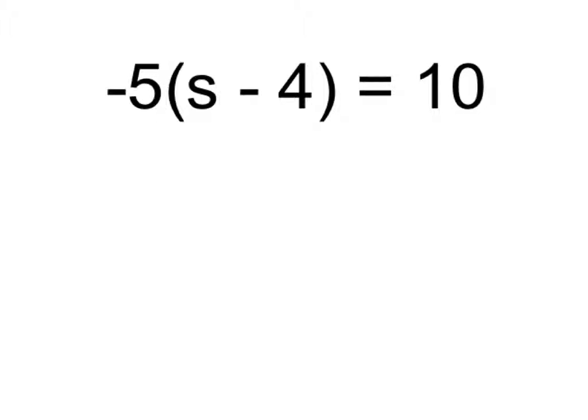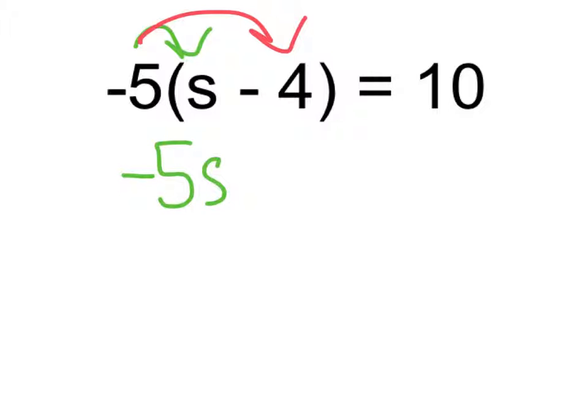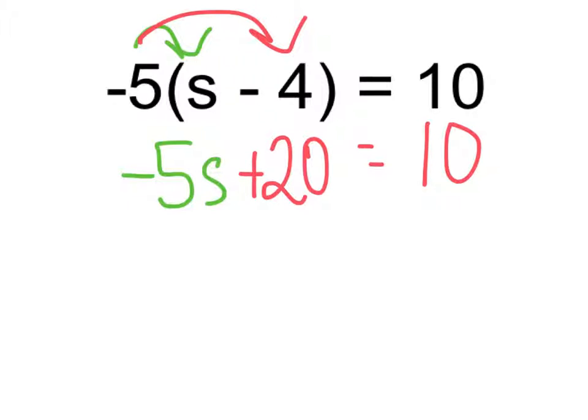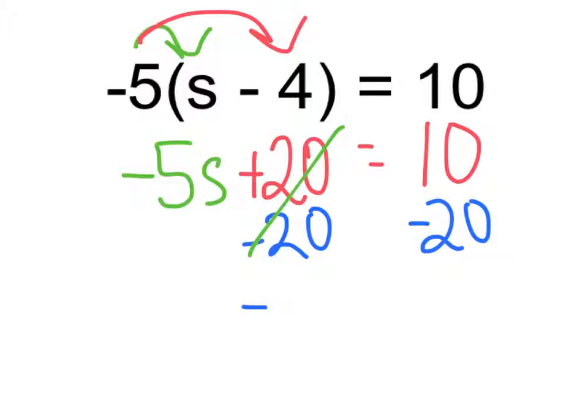Here we see negative 5 times s and negative 5 times negative 4 equals 10. So negative 5 times s is negative 5s, and negative 5 times negative 4 is positive 20 equals what? 10. So now we know we need to either add or subtract on the side with the variable to make sure that we get the variable alone, and I can see it says plus 20. So let's subtract 20, and if we subtract 20 from the left side, we got to subtract it from the right. And 20 minus 20 is what? 0. So all that we're left with is negative 5s equals what? 10 minus 20 is negative 10.